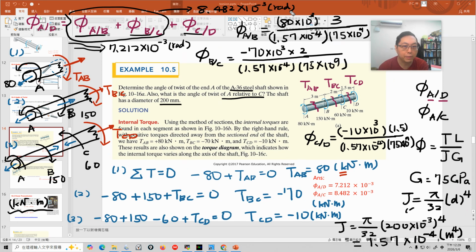So here's a remake video for example 10.5 in torsional loading. I hope this can fix the sign convention issue, because in the previous version of the video, the answer I got had a negative sign. There was a sign convention issue in the previous video, so I wanted to remake the video to fix the issue.